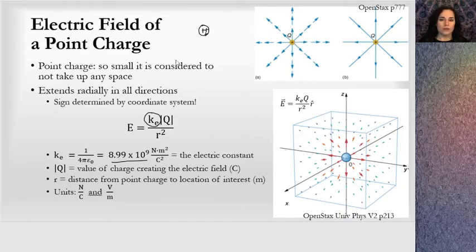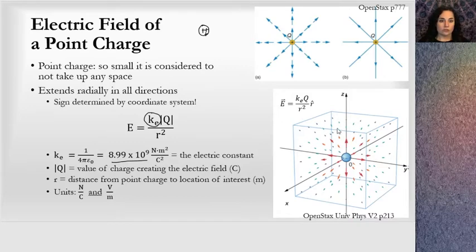So when we think about electric field, you can see that I have vectors at each distance away, each radius away from this point charge. The vector has a certain length, and as we move away, that vector gets smaller because the radius is getting larger. That makes the electric field smaller. We draw electric field lines, we just connect them out like that, and that's how we would draw an electric field line, but at each separate point it is its own individual vector. It extends radially in all directions, and the sign is determined by the coordinate system.